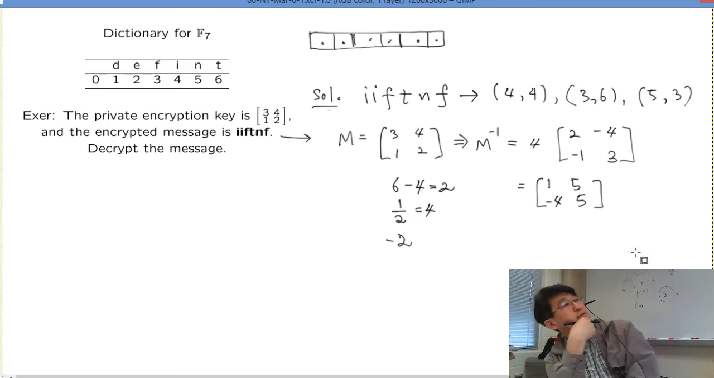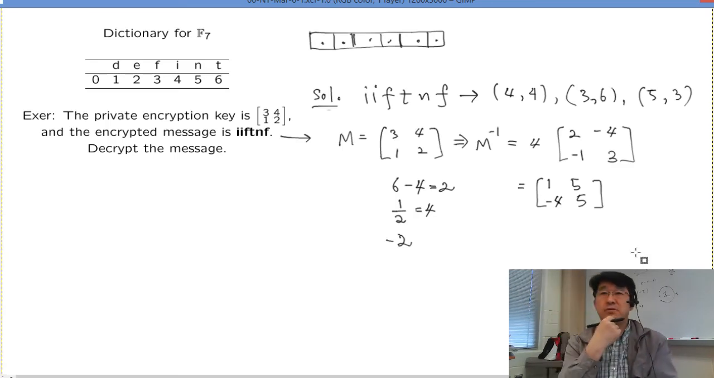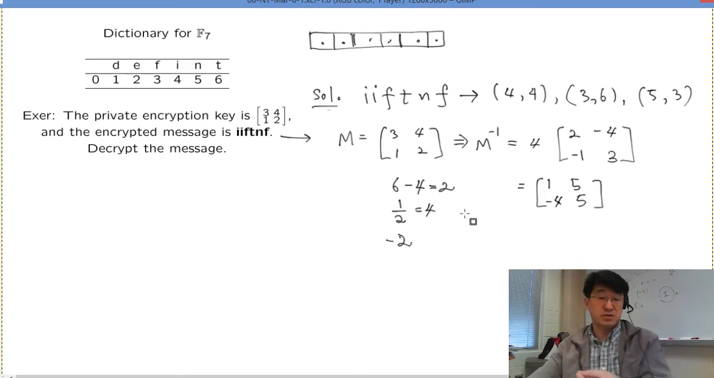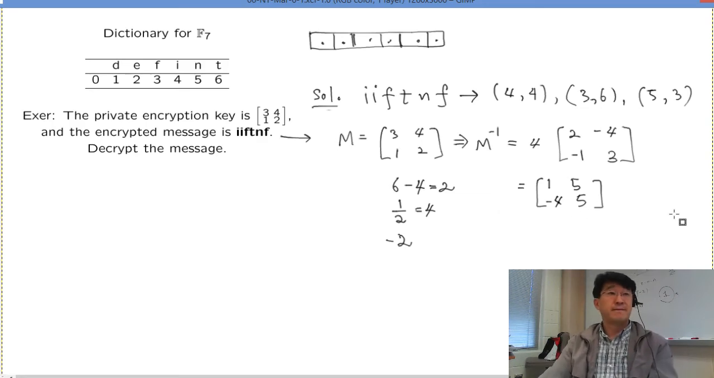Right, my inverse is 1, 5, negative 4, 5. You agree? It's switched around. You have to reduce mod 7. Either this is 3 or that. So you agree? All right. Now you think about what to do with that inverse.